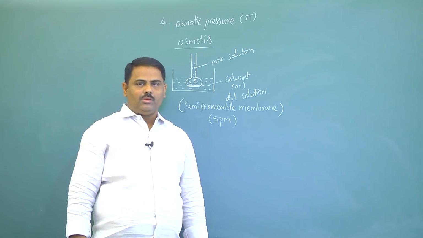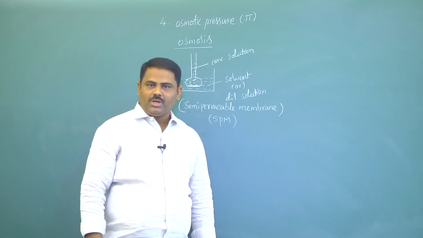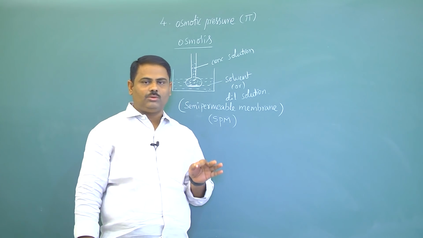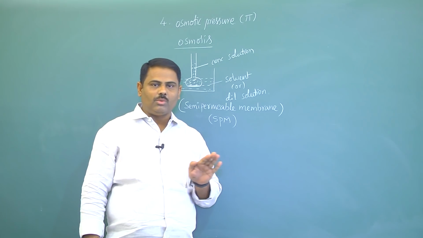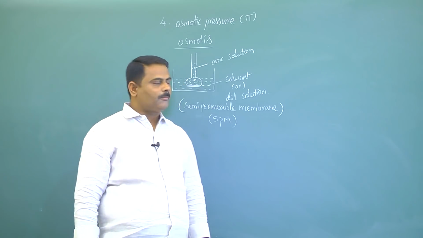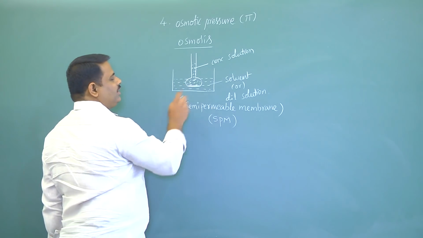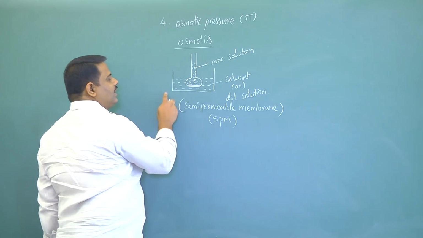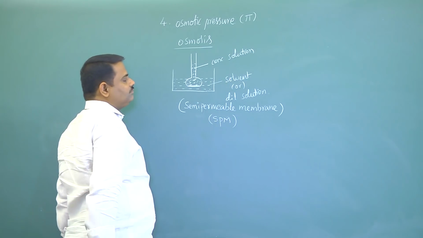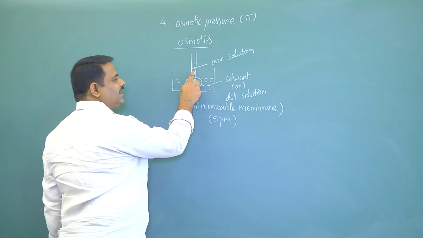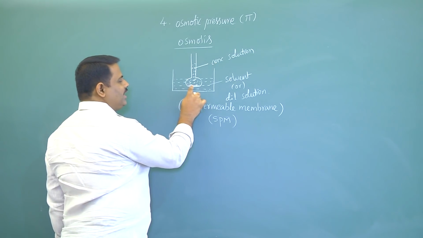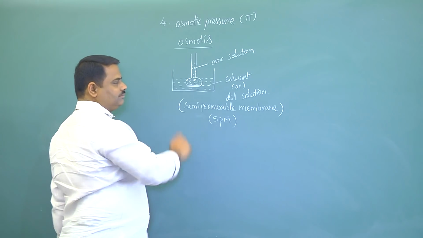What is a semi-permeable membrane? The membrane that allows only solvent molecules through it, not solute molecules, is called a semi-permeable membrane. Now come to the experiment here. This container contains dilute solution or pure solvent, and this glass vessel contains concentrated solution. Both are separated by semi-permeable membrane.